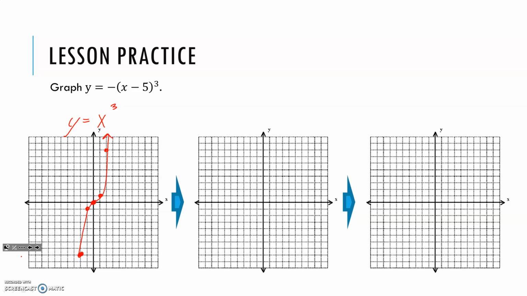So I've got my parent function there. Where is this -5 at? Well, that -5 is on the inside, and I know it's on the inside because it's in parentheses. So I will shift each of these points over 5 spots. Inside is horizontal. Shift each of these points over 5 spots.